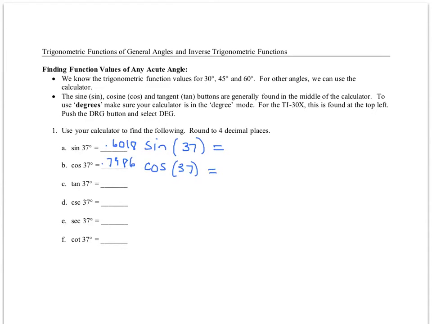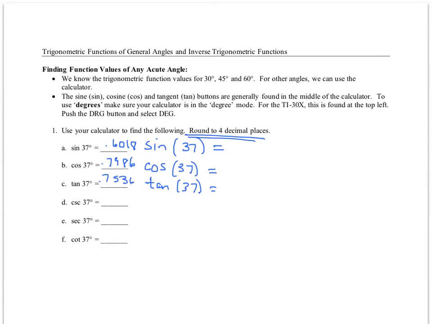And the last straightforward one is tangent 37 equals, and that result is 0.7536. And all of these are rounded to 4 decimal places appropriately, but you guys can do rounding, you're awesome.